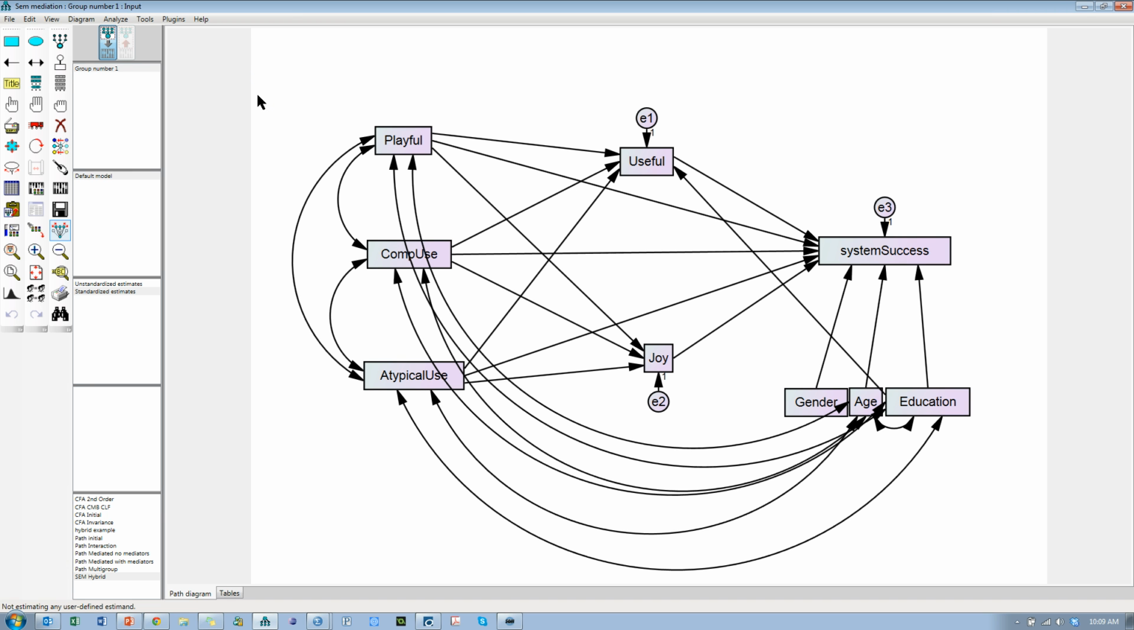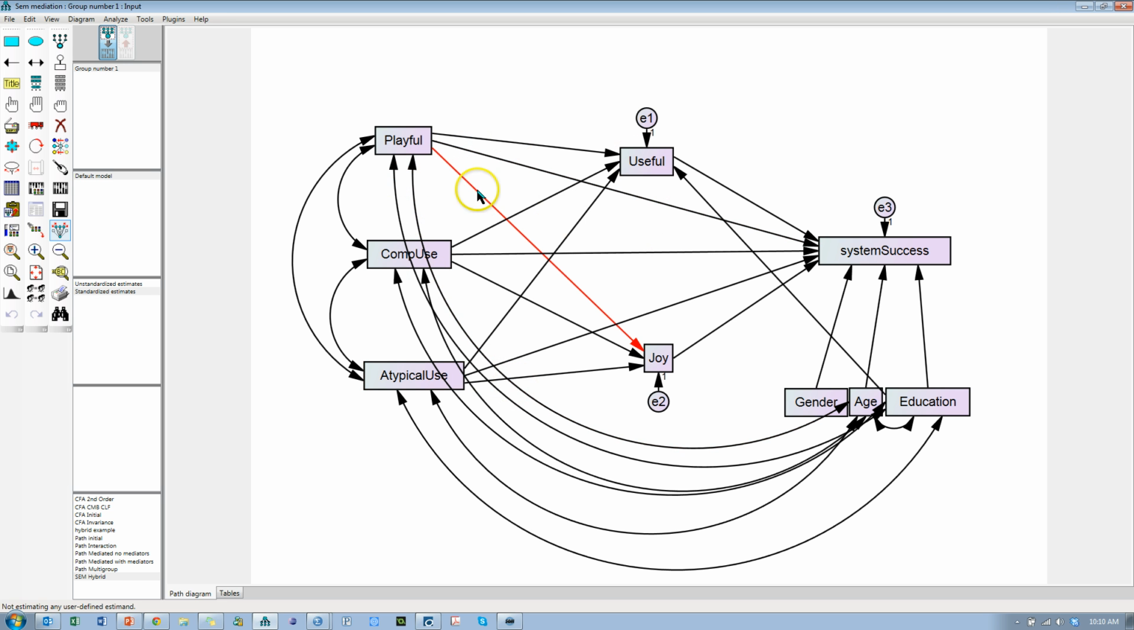What we're going to do is test for mediation. We're going to test with the mediator first and then without the mediator, which sounds backwards, but it's already built with the mediator, so why not? And then we'll delete the mediators and test it without the mediator. Now we have a bit of a tricky scenario here. We have two mediators, so any indirect effect is actually occurring through both. Any effect playfulness has on system success is occurring both through usefulness and through joy. So which one is mediating it? Don't know. Hard to tell.